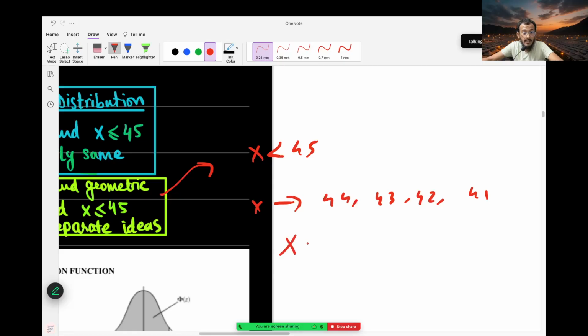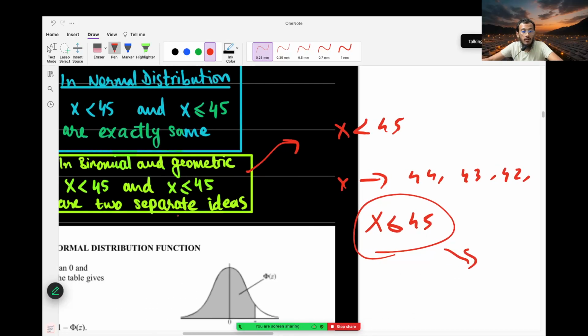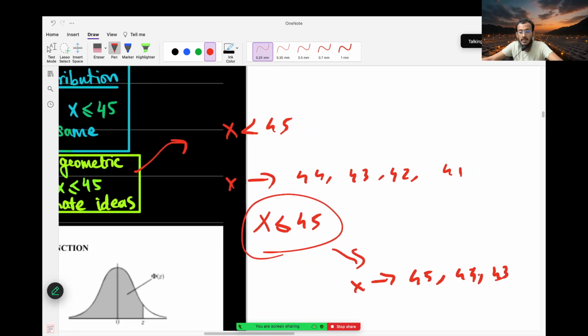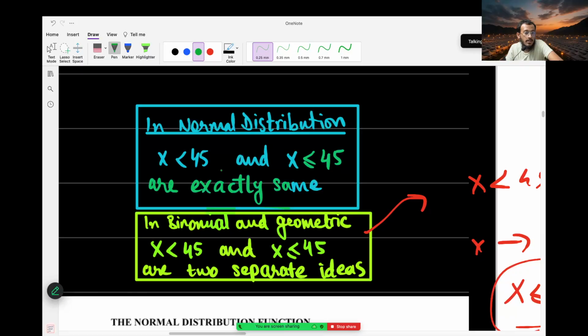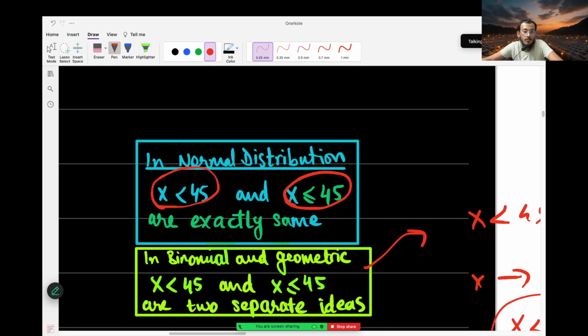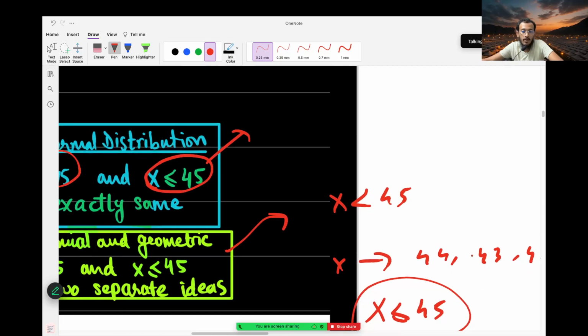If I say x is less than or equal to 45, then the corresponding values for binomial and geometric are x is 45, 44, 43. Big difference. Here we didn't include 45, but here we include 45. But that is not the case for a continuous distribution because it doesn't make any difference, as there is no fixed set of data.